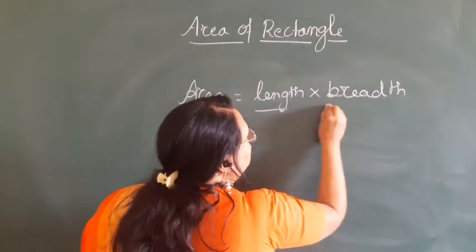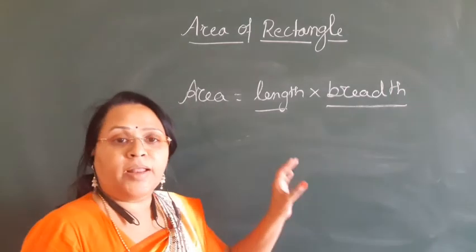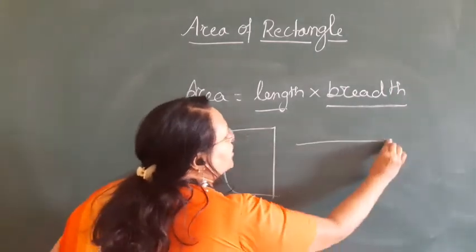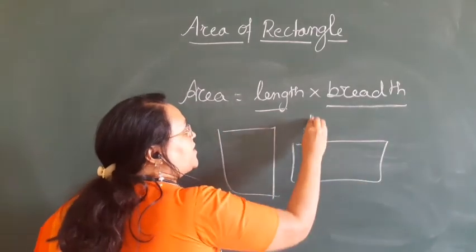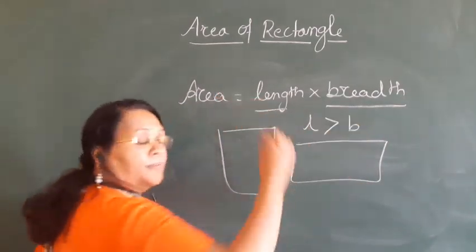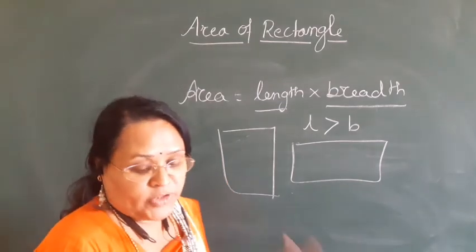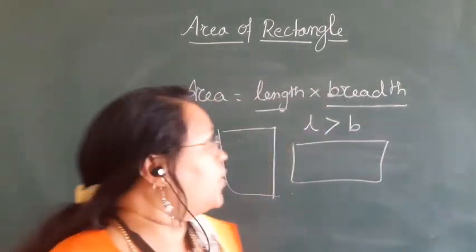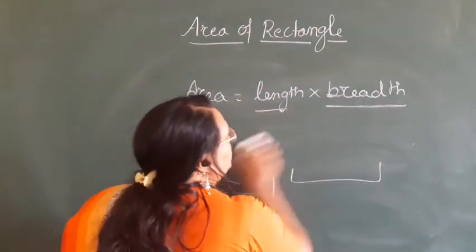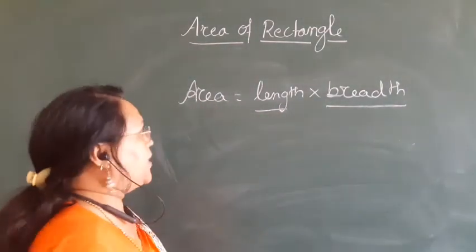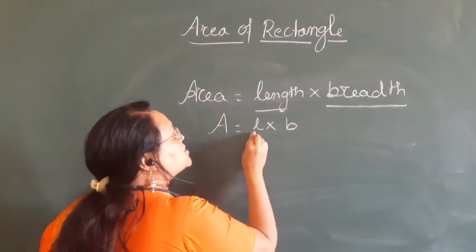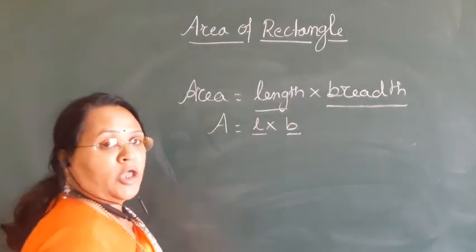So multiplication of two terms, length and breadth. The figure is going like this, or the figure is going like this. Always length is greater than breadth. Okay. So area of rectangle equals length into breadth. So we can write A equals length multiplied by breadth, means L multiplied by B also.